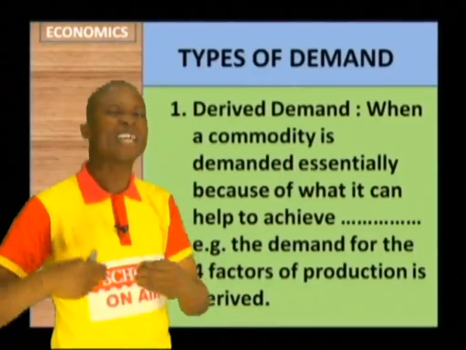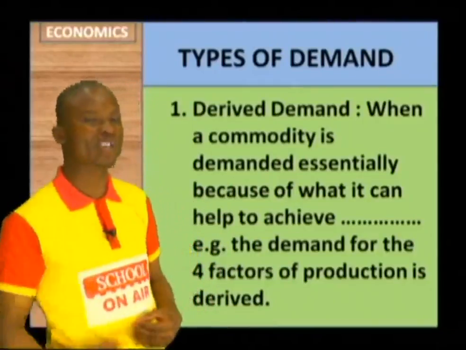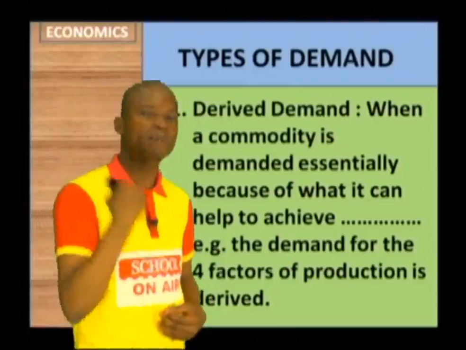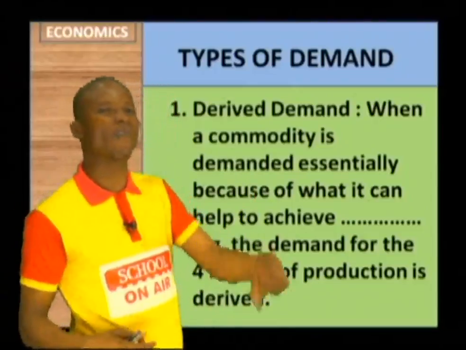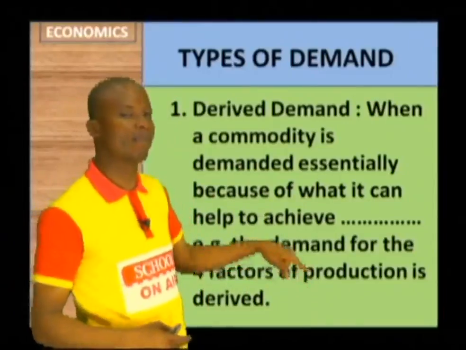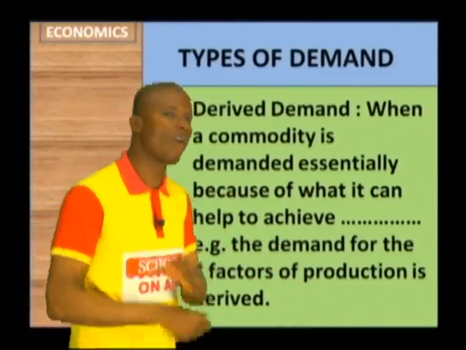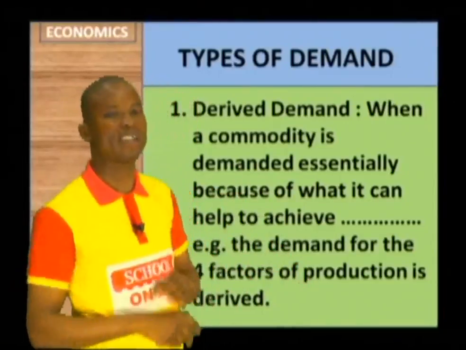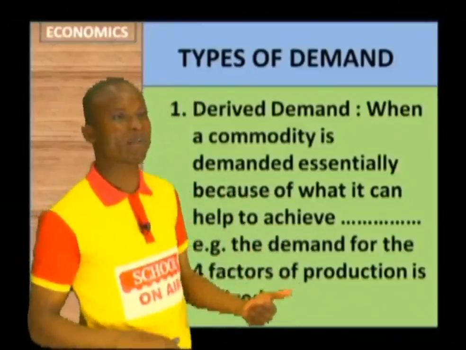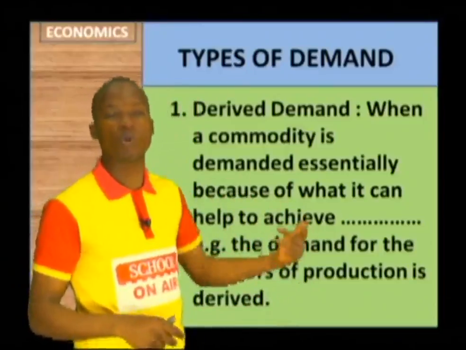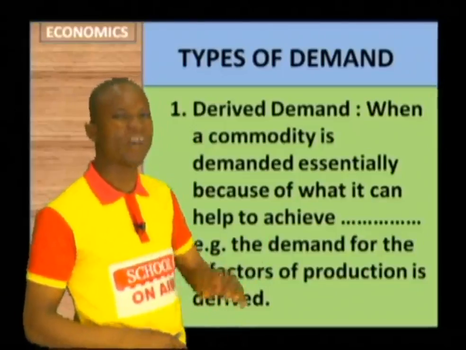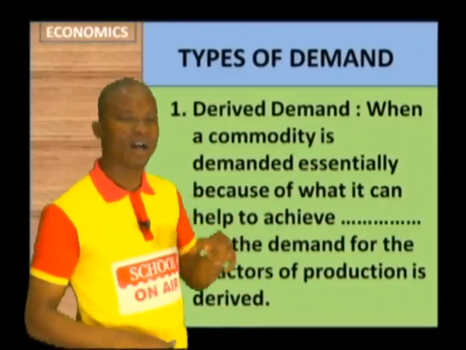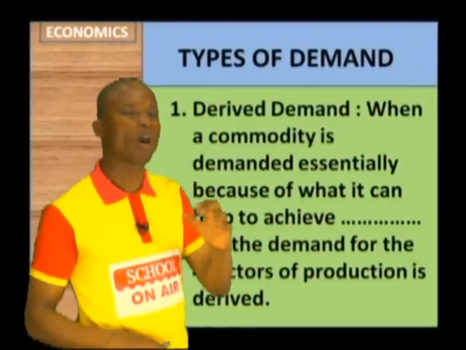So it is the knowledge that the accountant has that you are actually paying for, but you cannot separate the knowledge from the man that has it. So demanding for an accountant is a derived demand. As a matter of fact, the demand for the 4 factors of production is derived. The reason why entrepreneurs engage labor to do one thing or the other for them in whatever capacity is not because they like the people, it's because of the need that the people will help them to meet.